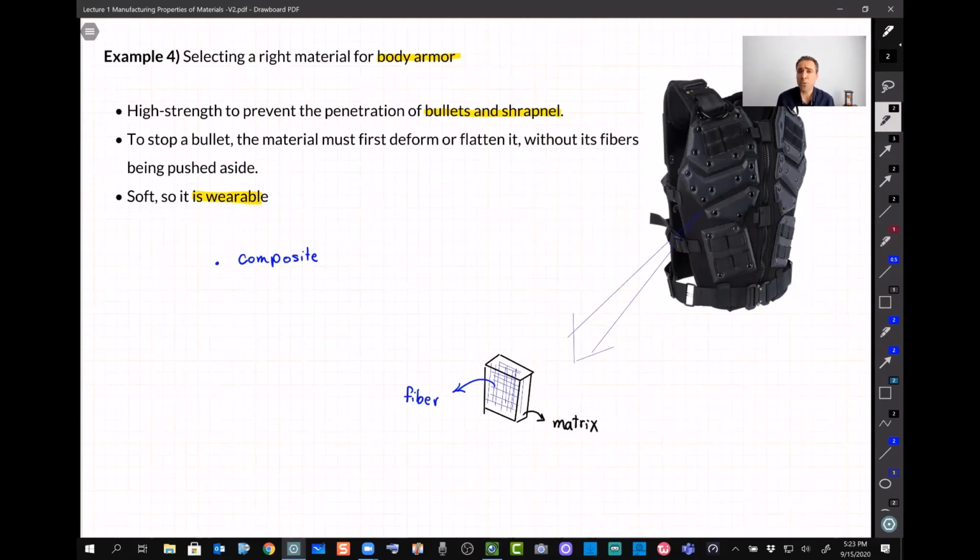The fiber usually is a metal, so it can be a metal or a ceramic. And the matrix can be a plastic. And it provides the function that we want for this particular application, which again, shortly we'll discuss, the type of composite that we can use for a certain application.